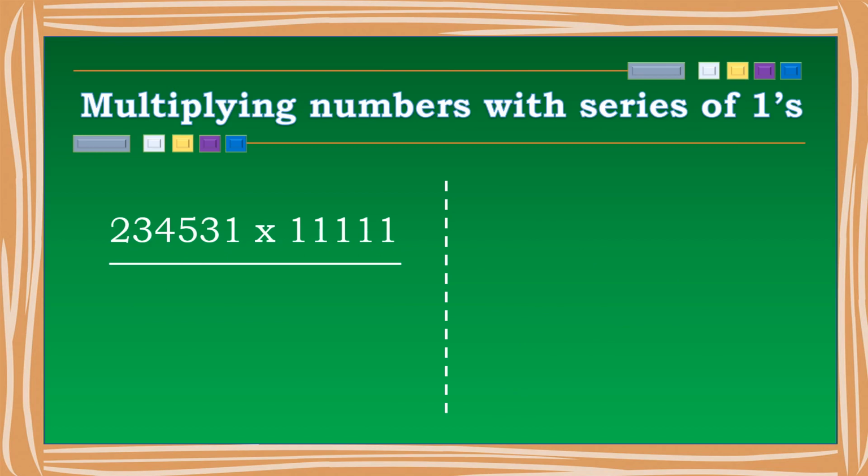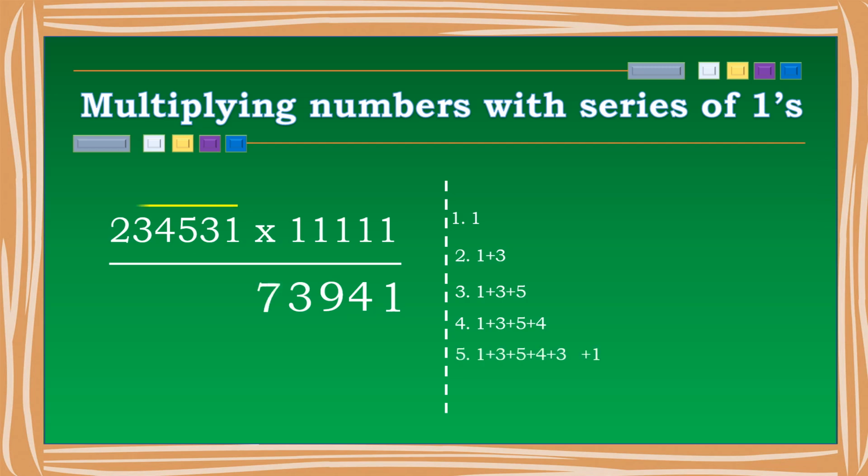Here in this example, multiplier is having 5 ones. Let's see how to solve this one. 1 will be written as it is as step 1. Step 2, 1 plus 3, that is 4. Step 3, 1 plus 3 plus 5, 9. Step 4, 1 plus 3 plus 5 plus 4. It will be 13, so 1 will be carried forward.